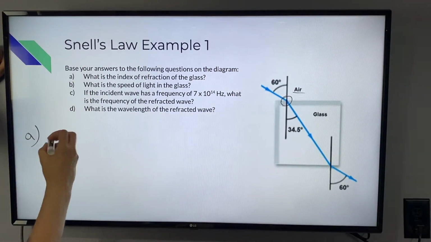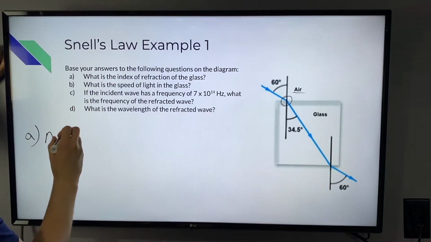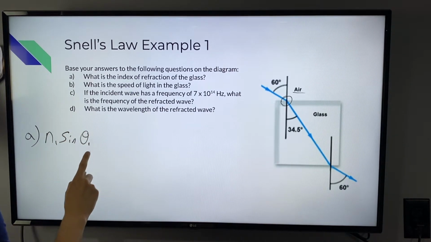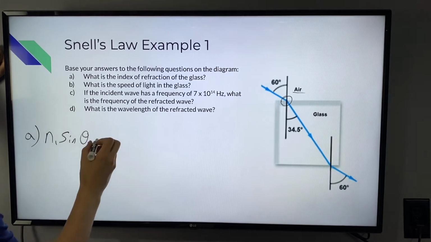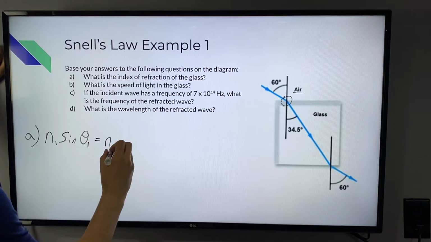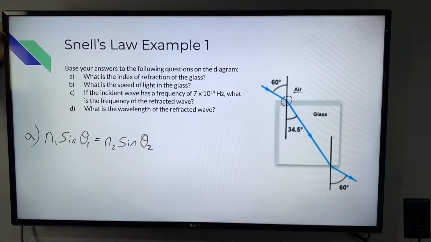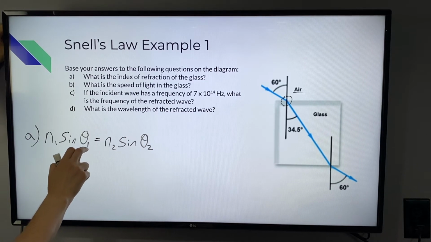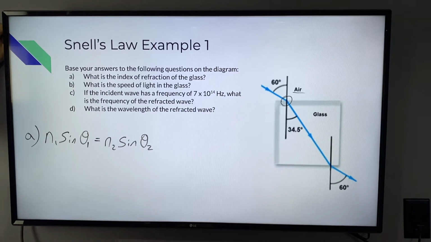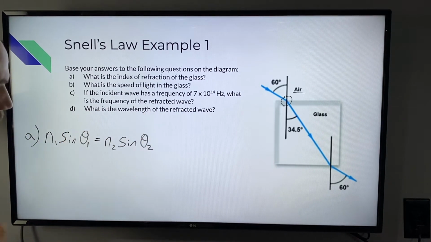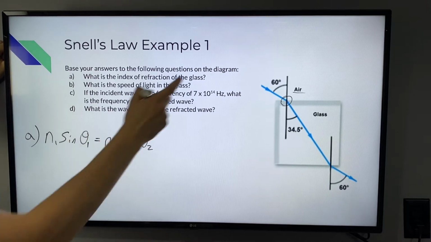Well, we can start with the equation. n1 sine theta 1 is equal to n2 sine theta 2. That's Snell's law. And we can use this to figure out angles, but if we have enough information, we can also use it to find indices of refraction. So on the left side of the equation is the incoming light. The right side of the equation is the refracted light, the outgoing light. So let's look at air.